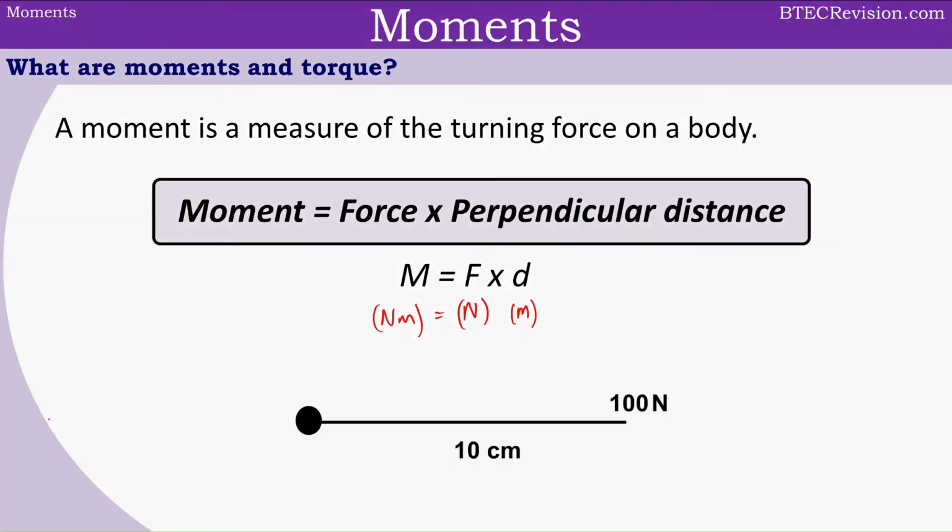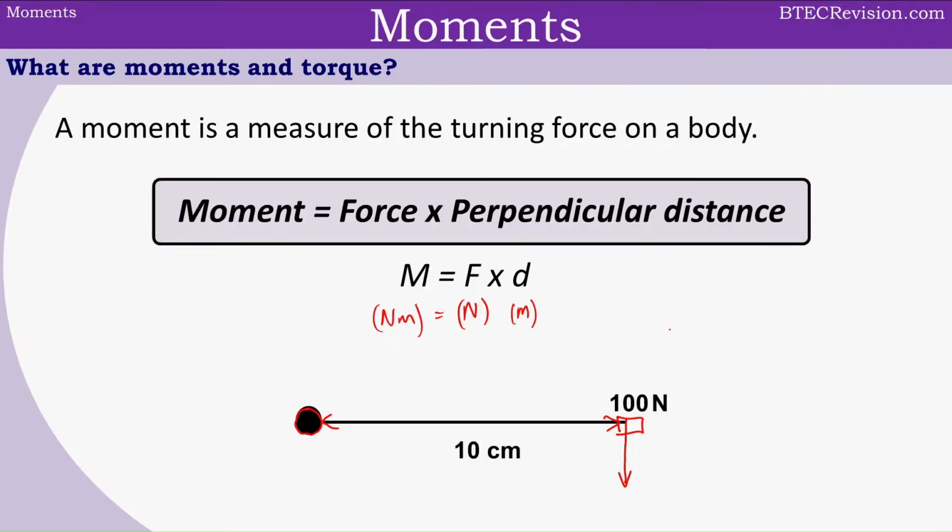What we mean by perpendicular distance is that the force acting on this object here is perpendicular to the distance from the pivot. This is the pivot here, okay? And the pivot is a point at which the object would rotate. And the force is 100 newtons here, and it's acting perpendicular, which is 90 degrees, to the distance here. The distance is horizontal and the force is vertical.